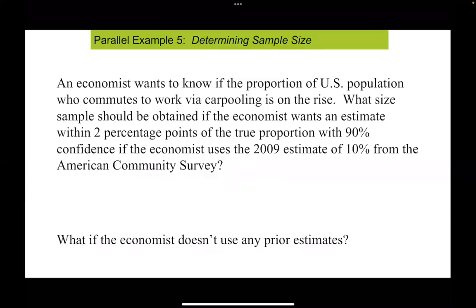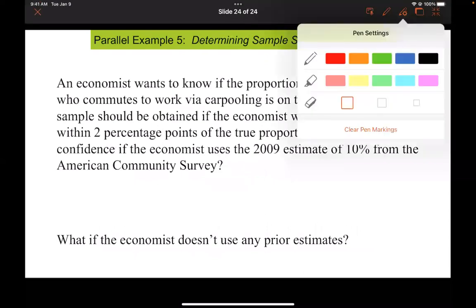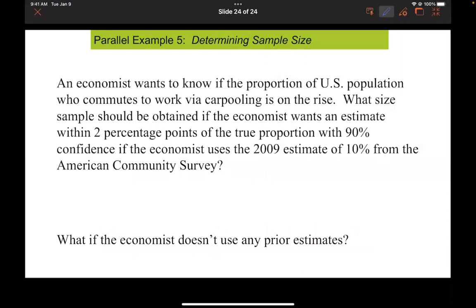I'm going to write the formula. I would like you to try this. So I'm going to write the formula again. It's P hat times 1 minus P hat, times Z sub alpha divided by 2 over E squared. We are using a previous estimate of 10%. So your P hat will be 0.10. I would like you to try to find, because we're at 90% confidence, your Z score and try this. I'm going to give you a minute before I start doing it behind you.